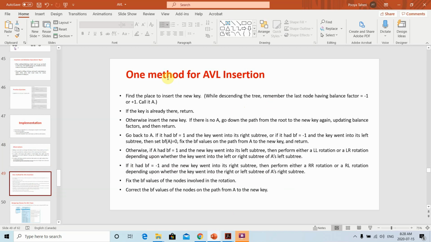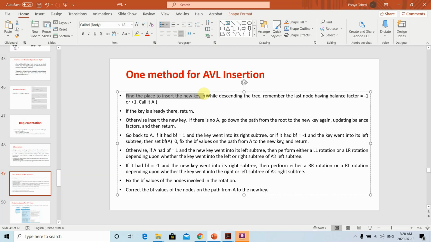Okay, so here this is one algorithm for implementing AVL insertion. There are other variations of this algorithm, okay? But remember that here we're going to have a recursive algorithm, okay? So I'm just going to go over it, but when I want to implement it, I'm going to use another algorithm that we'll see later.